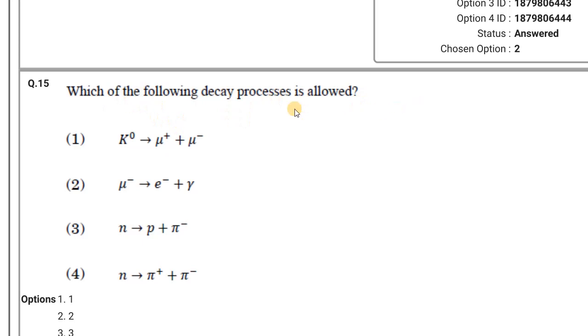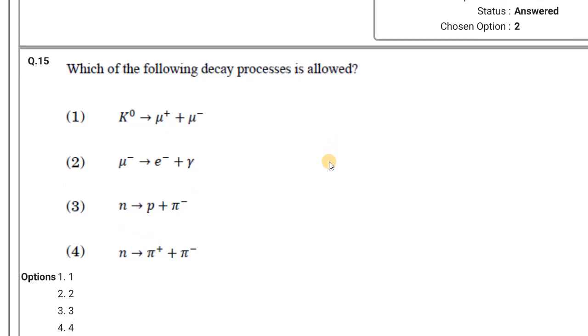Decay. Which of the following decay processes is allowed? Well, you say, sir, we are checking conservation numbers. We are just saying which conservation numbers are allowed. Conservation number is not working, this is happening, that is happening. Well, be a little bit mature. Try to identify what kind of problem this is, what type of reaction this is.